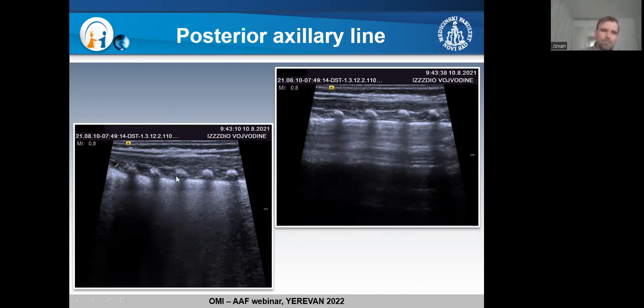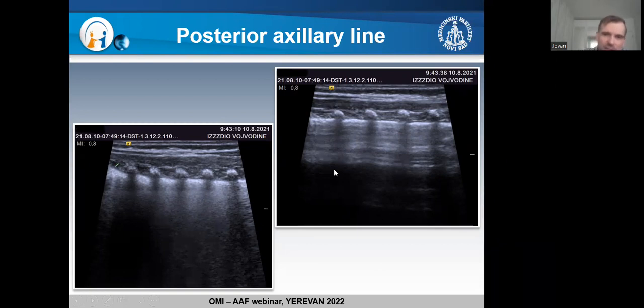So look here. There is obvious alveolar interstitial edema, and I think you will agree with me. So this is a compact pair of B lines. And this was a baby that was lying in supine position, so lying on its back. And this was a right lateral lung area.